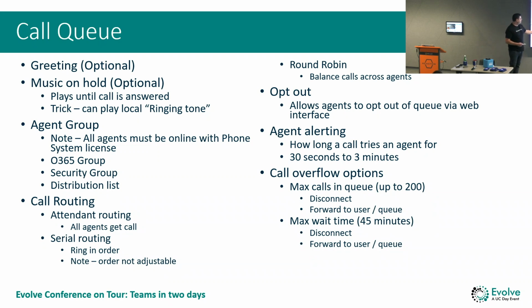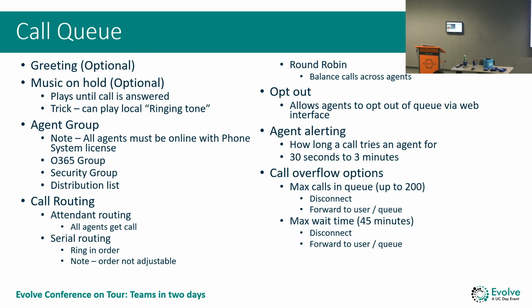You can then pick how you want to route calls. So attendant mode is where all agents will get the call. Serial routing is it will ring through in order in that group, but unfortunately you can't adjust the order, so whoever is first in that group will always be the first person that receives the call. Or you've got round robin, where it will balance who it's sending the call to out of that group.